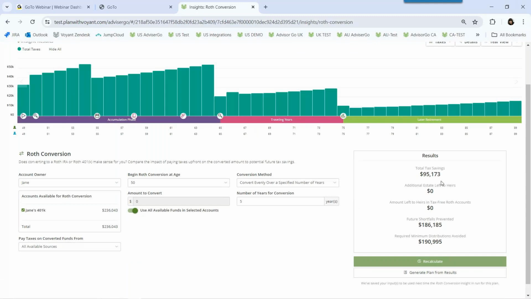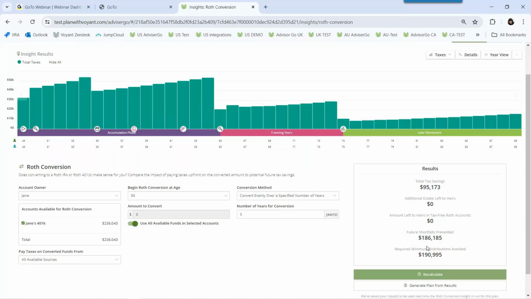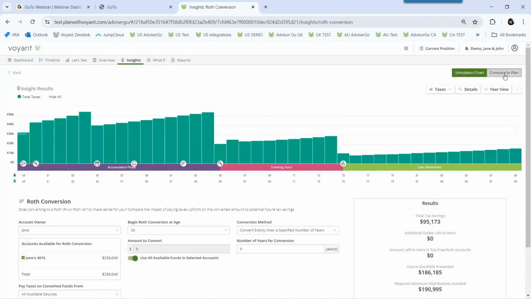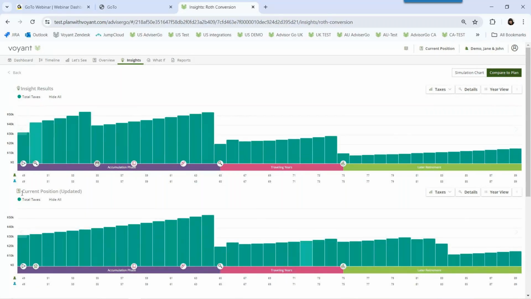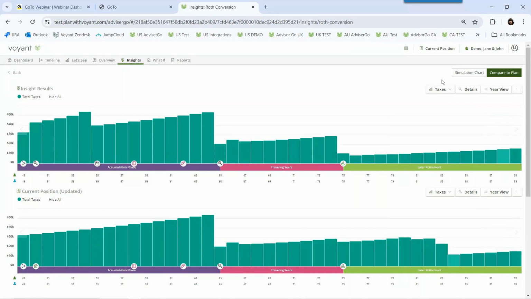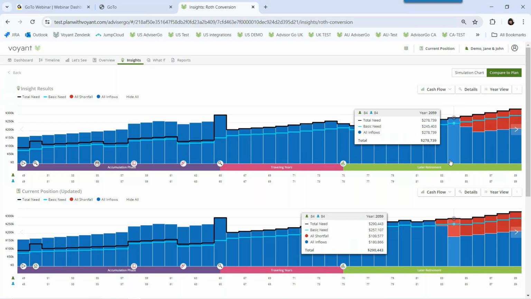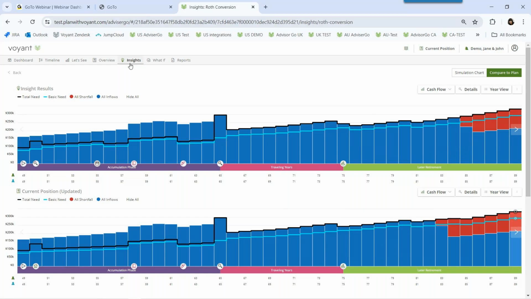So it gives them an estimated total tax savings of $95,000, and there's $186,000 of future shortfalls prevented. You can compare that against the current position. So we have our insight, which is showing the Roth conversion, and then their current position, which just keeps their funds in that traditional 401k. If you wanted to look at the cumulative taxes at the end of the plan, you can see the difference is about 100,000 in difference between the two. And then going over to your cash flow, you can see that buys them a couple more years of liquidity before they start running into shortfall. So that may be part of a recommendation.